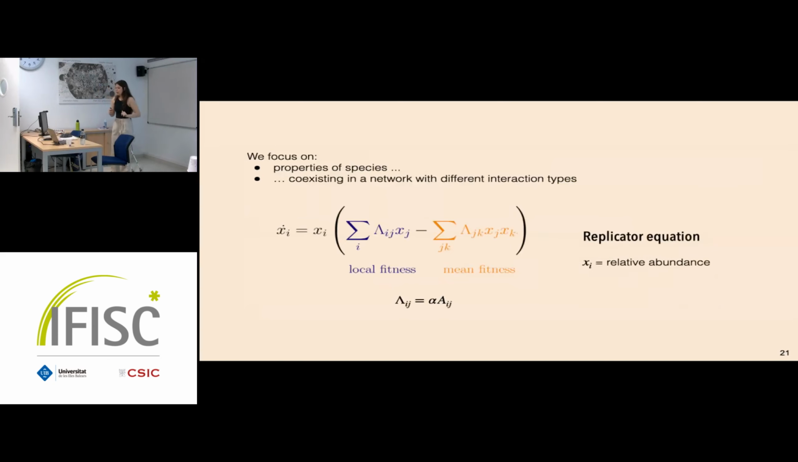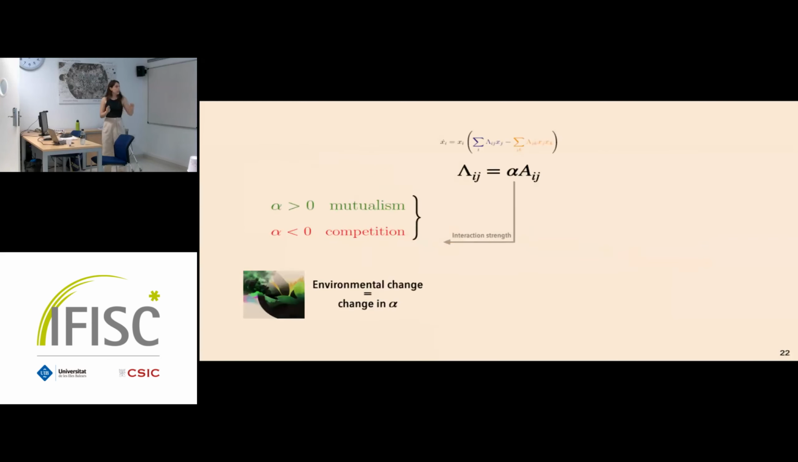So basically, it tells us that xi, that is the relative abundance of species i, will increase if its local fitness is greater than the mean fitness of the whole population, and it is in this fitness where the network structure and the environmental change is encoded. Let me explain it. So here you have alpha, which is going to be the interaction range.